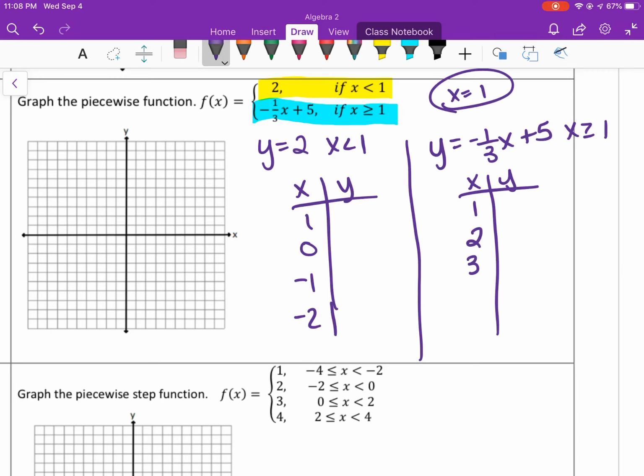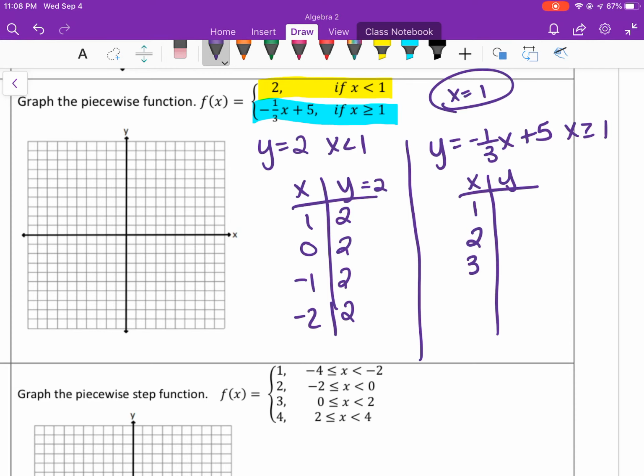Over here on the left side, I'm going to plug in 1. Well, there is no x in my equation. y equals 2, which means that y equals 2 every time. Remember, y equals 2 is just that horizontal line, so everywhere y equals 2.